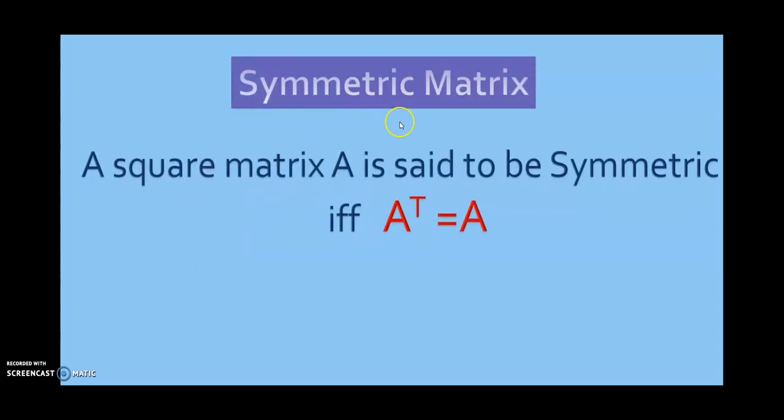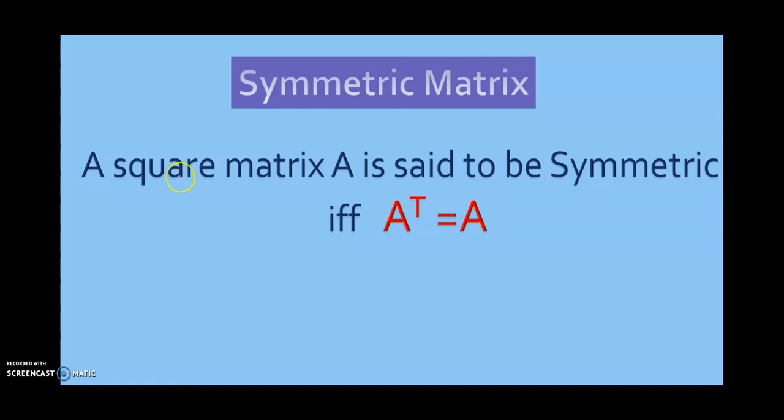Let us now see the definition of a couple of matrices which involve the transpose of a given matrix. Symmetric matrix. A square matrix A is said to be symmetric if A transpose is equal to A. A square matrix A is said to be symmetric if and only if A transpose is equal to A.